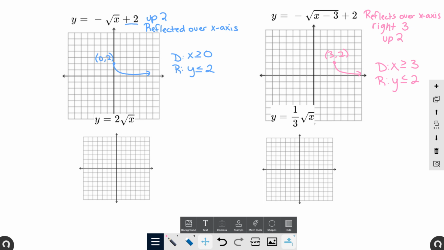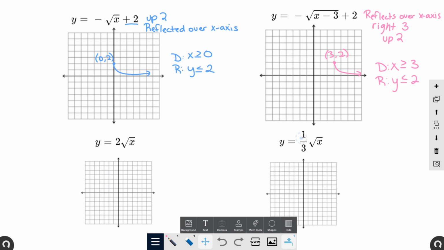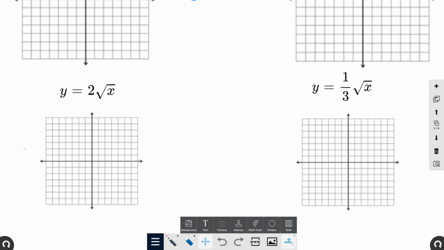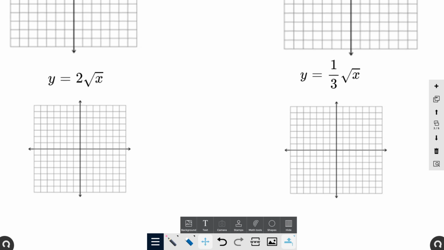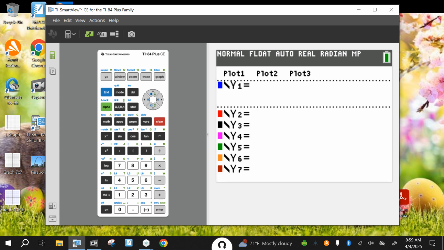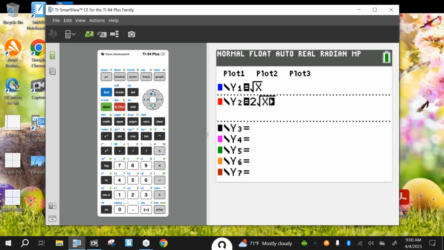All right, so what happens on problems like these where now we have a number in front of that square root? What is that going to do to the graph? So let's look at y equals 2 square root of x. So on this one, to kind of see that change, we need to look at the graph of it. So let's go to our calculator. And in y equals, let's clear that out. And let's go ahead and just type in the regular square root x, though, in y1. And then in y2, we're going to type in 2 square root x.